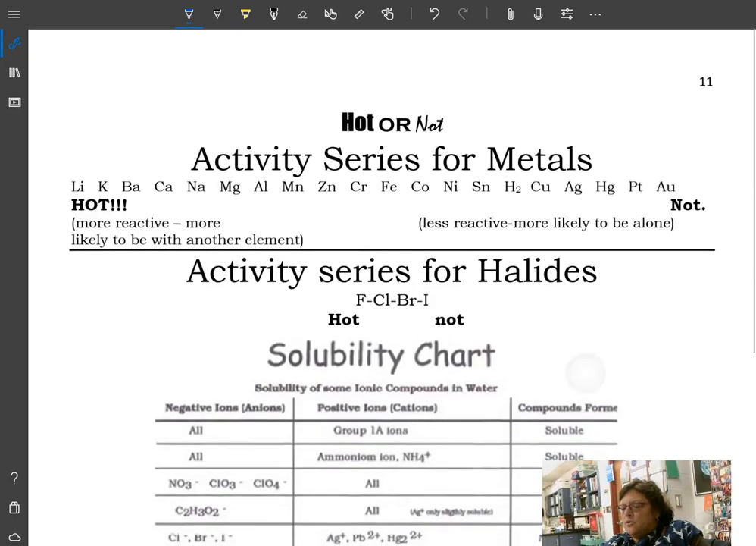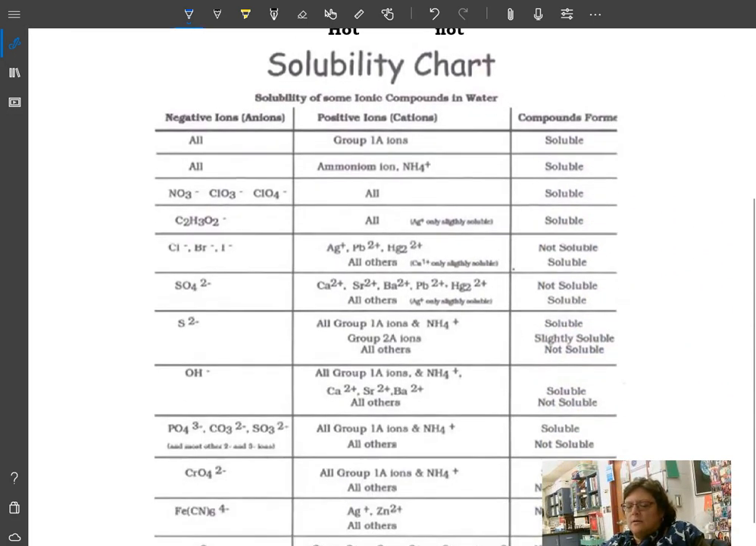So now we're going to talk about the solubility chart, which is on page 11. The solubility chart is going to tell us what things will be soluble and what will not. The way you read this, this column is all the negative ions, and this column is positive ions. You'll notice right off the bat, anything that is combined with a group 1A or with an ammonium ion is always going to be soluble.